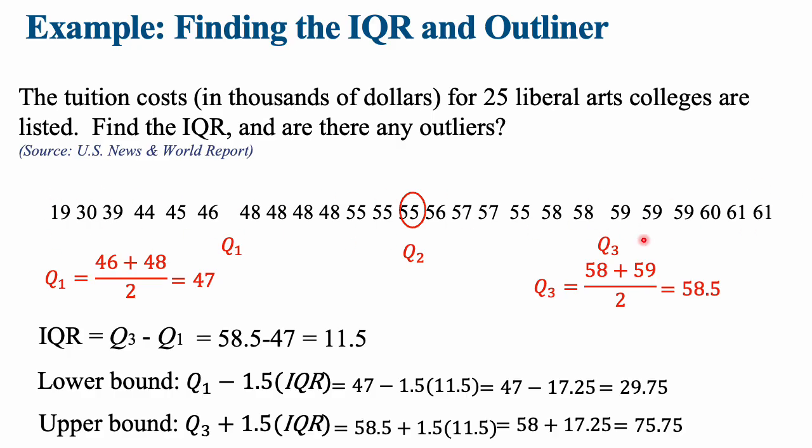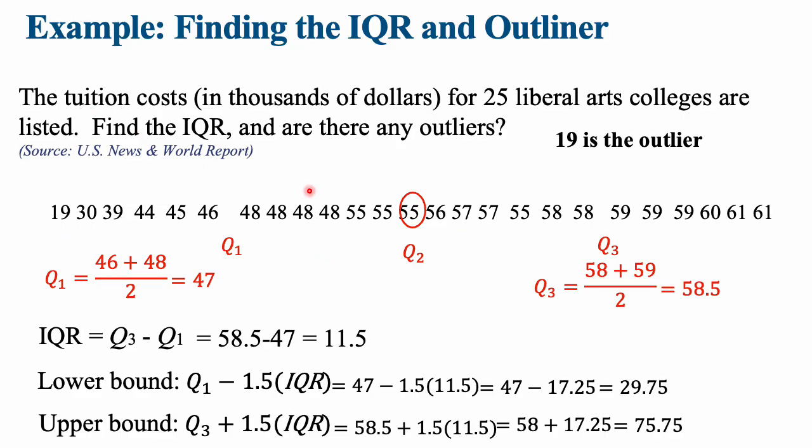So here is the data set, lower bound 29.75. Find data values less than 29.75. You only find 19. That's going to be an outlier. Okay, guys, everything makes sense? Upper bound is 75.75. Maximum is just 61. There is no data value greater than 75.75. So you only find one outlier. That's going to be 19.